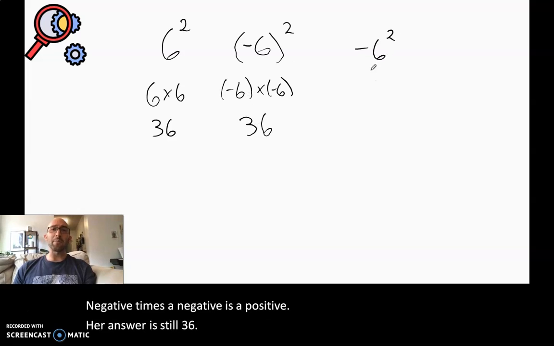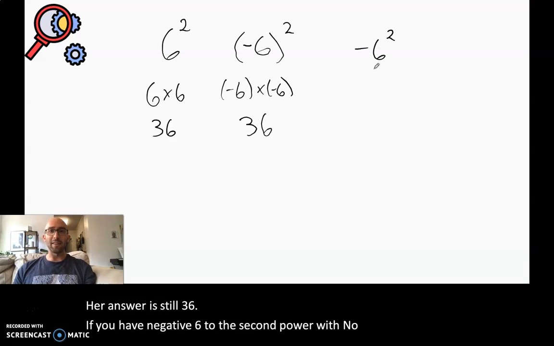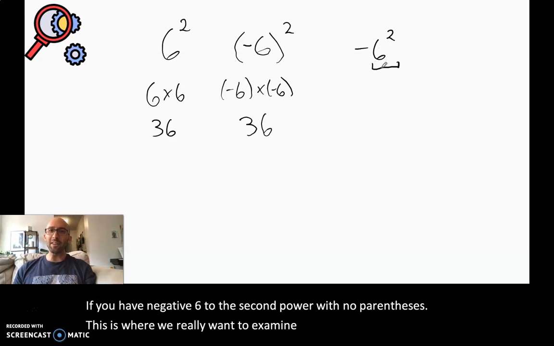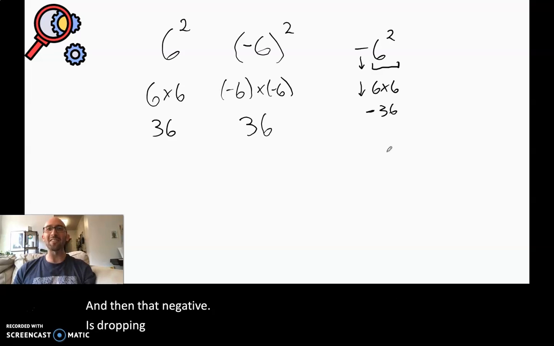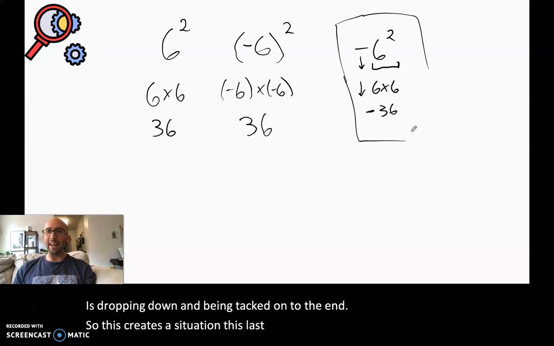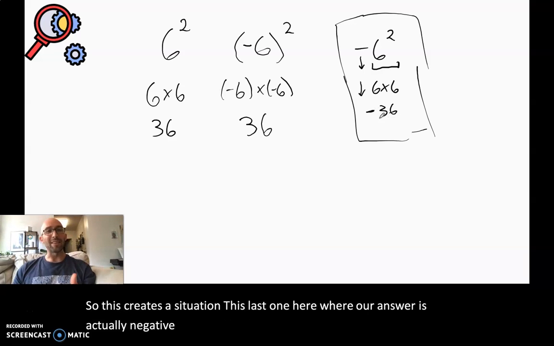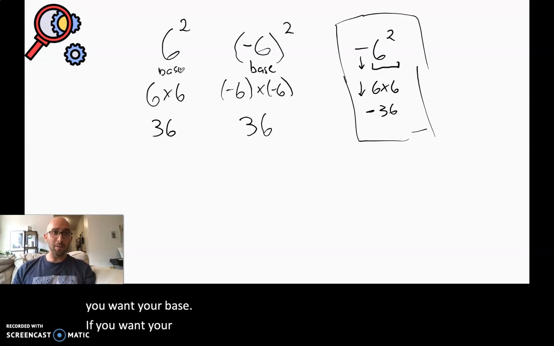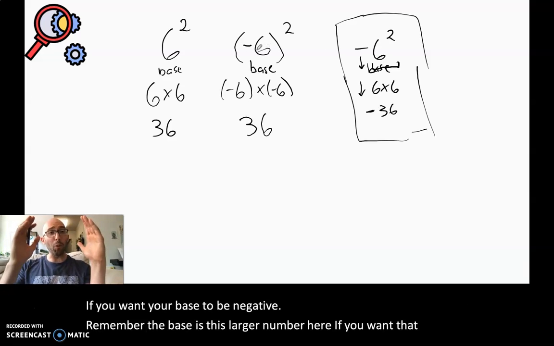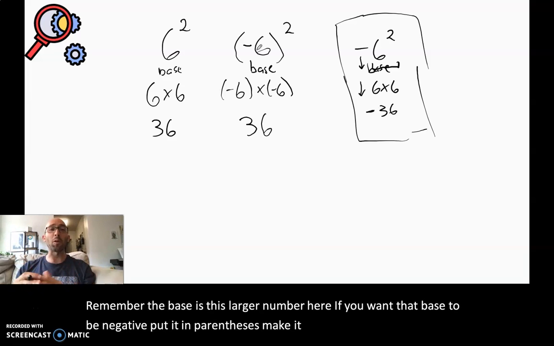If you have negative 6 to the second power with no parentheses, this is where we really want to examine this. We're really doing 6 times 6, and then that negative is dropping down and being tacked on to the end. So this creates a situation, this last one here, where our answer is actually negative 36. This is all just to say that you have to be really careful that if you want your base to be negative, remember the base is this larger number here. If you want that base to be negative, put it in parentheses. Make it obvious and very clear that that's what we're looking at.